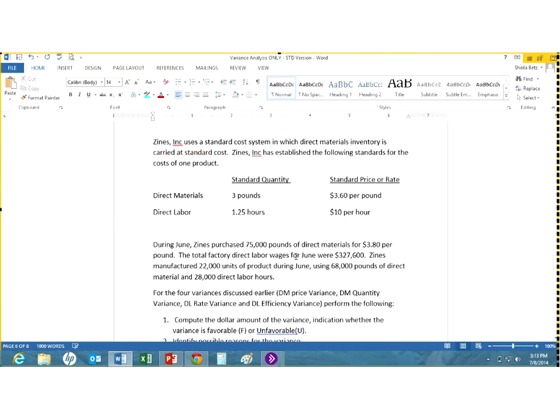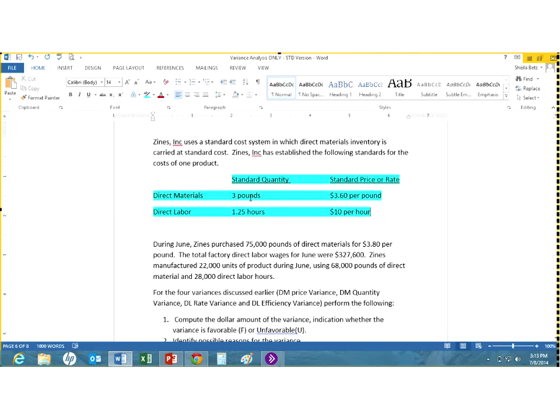So let's look at an example. Here we have Zions Incorporated, which uses a standard cost system in which direct materials inventory is carried at standard cost. Zions Incorporated has established the following standards for the cost of one product. So this is their standard cost right here. Let's just highlight that. They're expecting to use 3 pounds of material for every product, and they're expecting to pay $3.60 per pound of material. They're expecting to use 1.25 hours for every product, and they're expecting to pay $10 per hour. So this is their standard cost.